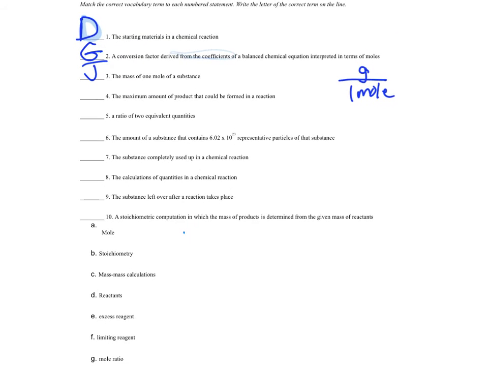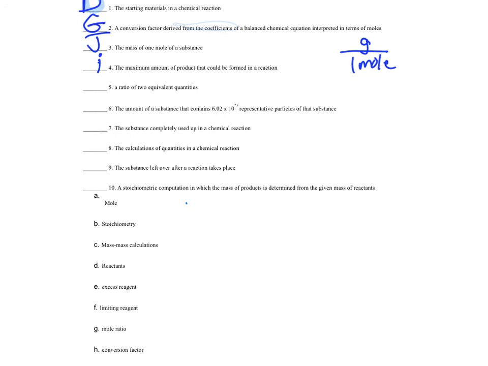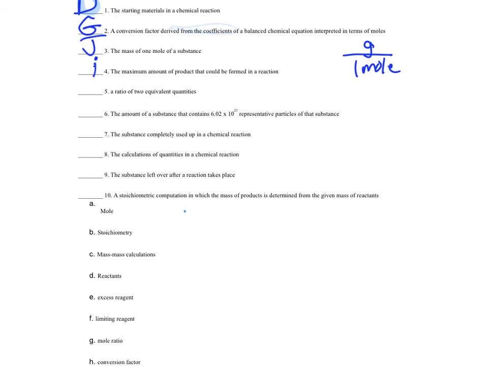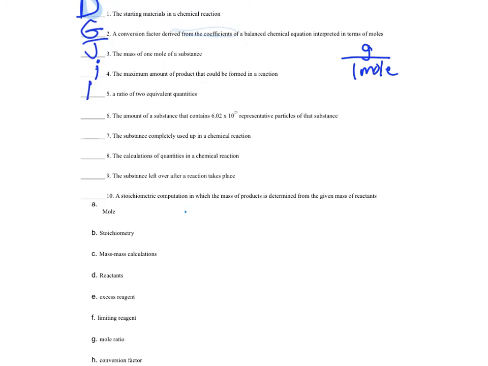The maximum amount of a product that could be formed, that's your theoretical yield. We didn't really go through that one. A ratio of 2 equivalent quantities, that would be a conversion factor. And the amount of a substance that contains 6.02 times 10 to the 23rd, that's your mole.